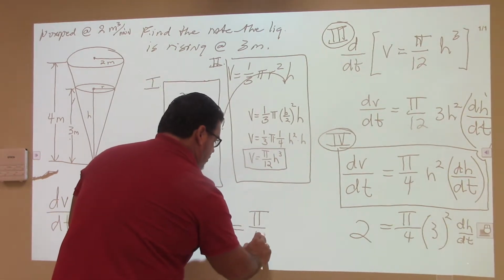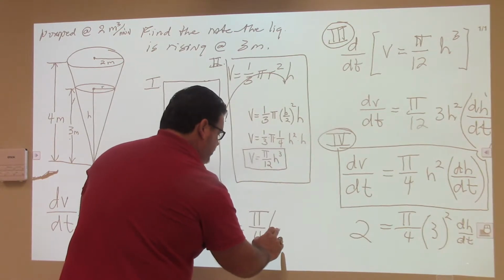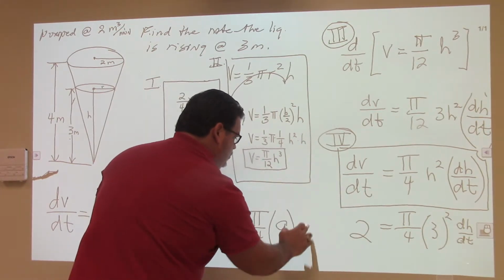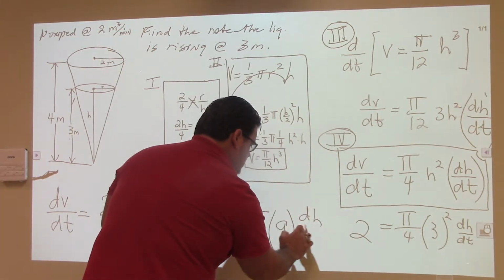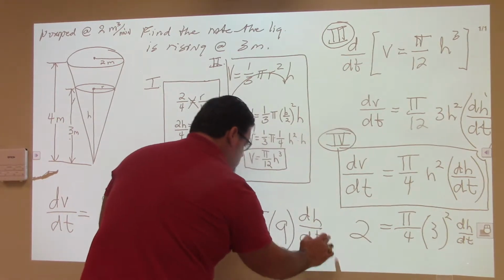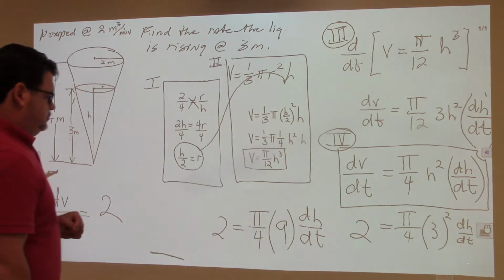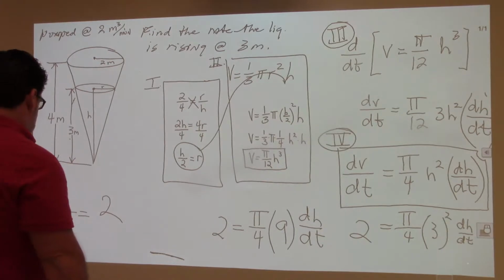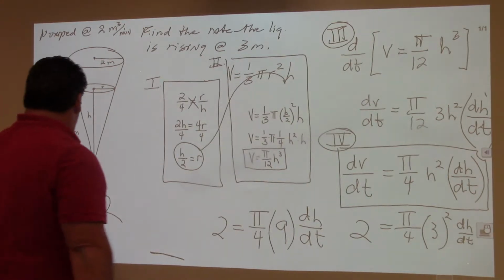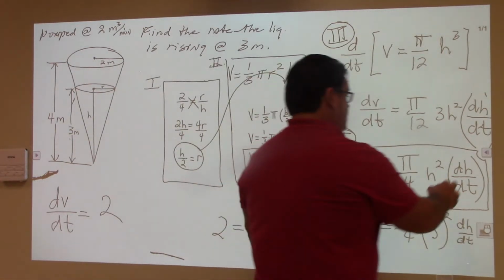Two is equal to pi over 4. I love failing students. 9 dH dt. And I'm going to erase all this in my little picture. I don't know where that came from.